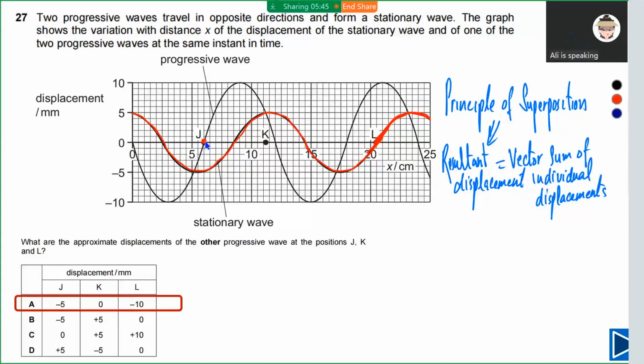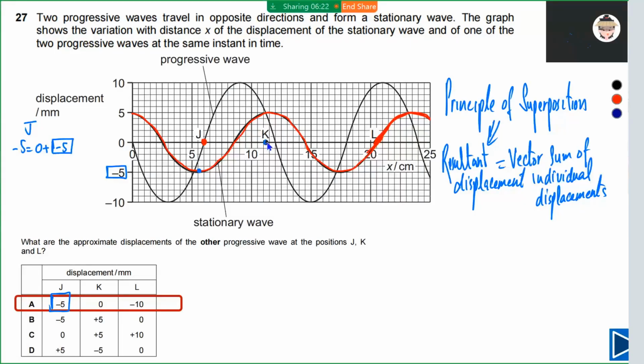Now if you look at this point, the progressive wave has a displacement equal to 0. But you can see the stationary wave has a displacement equal to -5. So -5 is equal to 0 plus the displacement of the other wave, and that one has to be -5. So that's the reason we got -5 here. This is at point J.